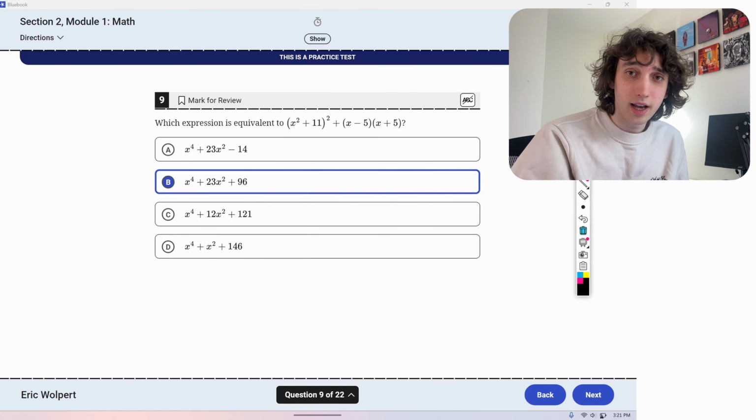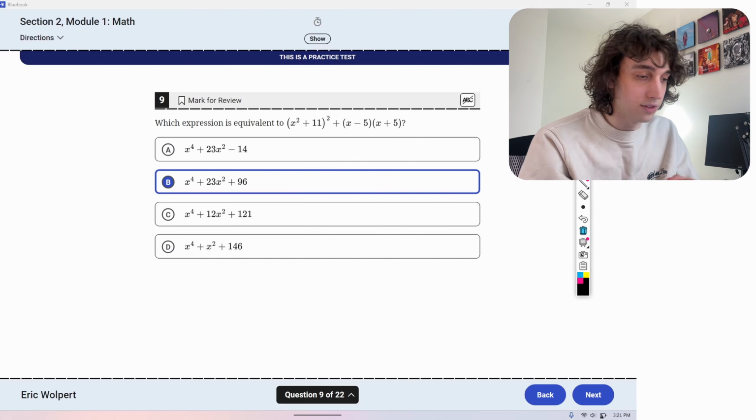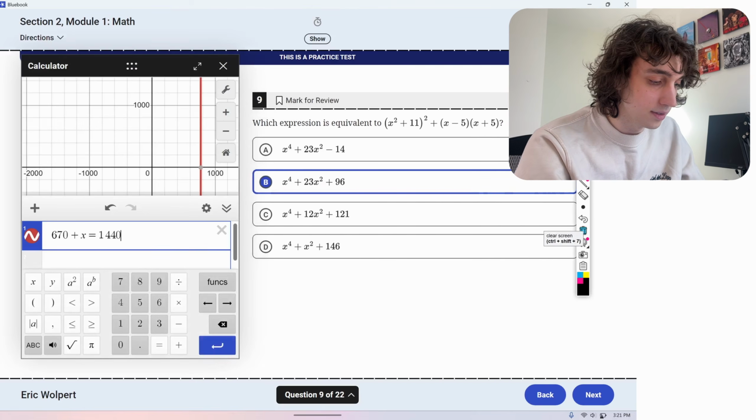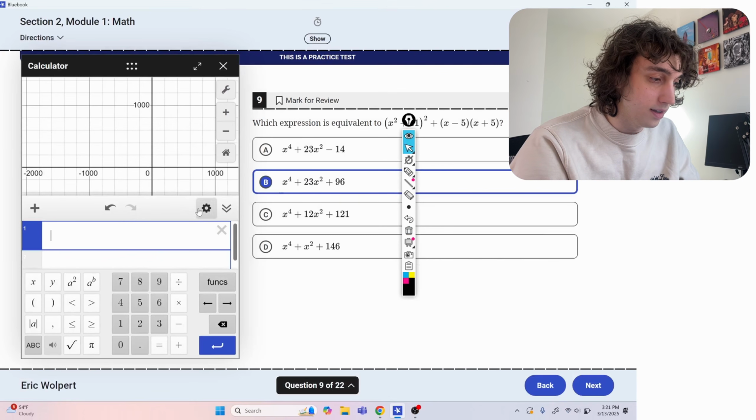I personally use a TI-84 for arithmetic just because I feel like I'm faster with the buttons. But you can also use Desmos. Like if you're not entirely sure what 11 squared is, just do 11 up caret 2.